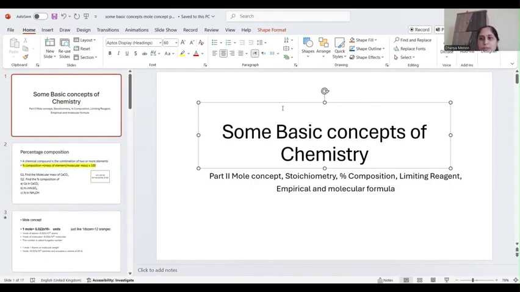बेसिक कॉन्सेप्ट्स ऑफ केमिस्ट्री। ओके, सो मेरे पहले वीडियो में आप लोगों ने 5 लॉज देख लिए होंगे। ये मेरा दूसरा वीडियो है और इसमें आज हम लोग परसेंटेज कॉम्पोजिशन, मोल कॉन्सेप्ट एंड स्टोशियोमेट्री, लिमिटिंग रिएजेंट, एम्पिरिकल एंड मॉलिक्यूलर फॉर्मूला ये सीखेंगे। Okay, so in between you will be doing some NEET question, past paper questions. After completing the whole lesson, I'll be doing some past paper questions. Okay, so let's get started.